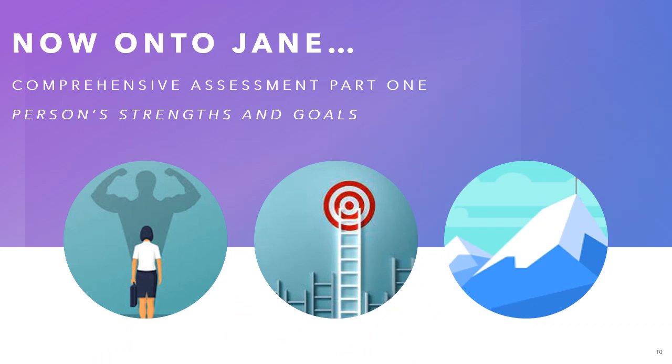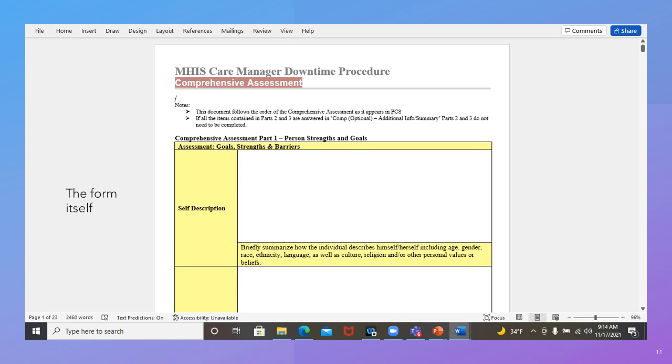Now, on to Jane. Comprehensive Assessment Part 1, Persons, Strengths, and Goals. Self-description. Briefly summarize how the individual describes himself/herself, including age, gender, race, ethnicity, language, as well as culture, religion, and/or other personal values or beliefs.